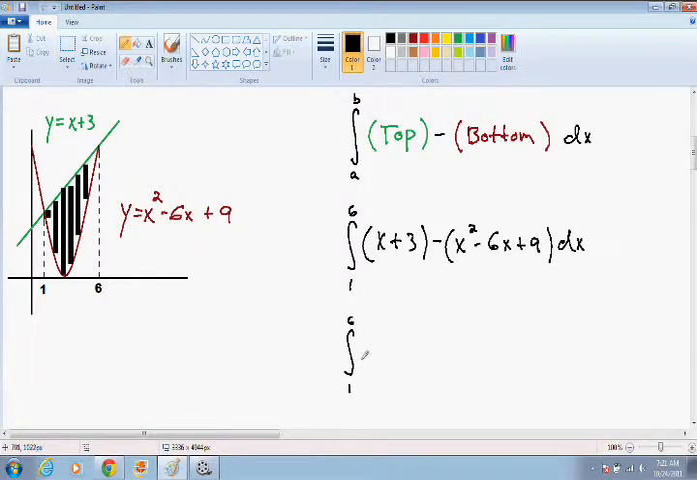So if we add and subtract like terms, this integral can be simplified as negative x squared. We have a positive x minus a negative 6x, which becomes plus 7x. We have a positive 3 minus positive 9, which becomes negative 6 dx. So now we just need to calculate this definite integral to finish the problem.